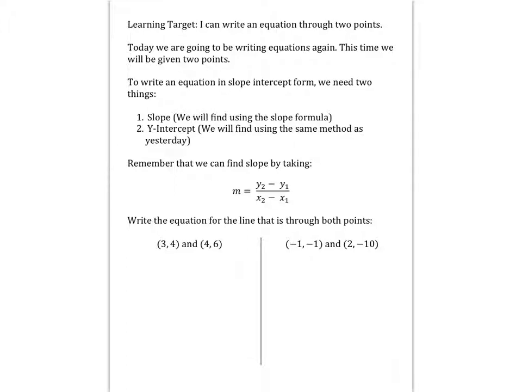To write an equation in slope-intercept form, we need 2 things, and this is what was in our notes from the last lesson, but just to recap, we need the slope, and for this lesson we will find it using the slope formula, which I have listed here below. And that again is y2 minus y1 over x2 minus x1.